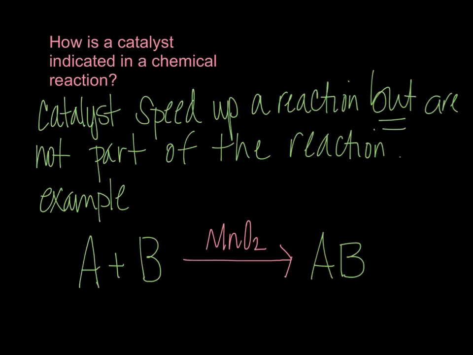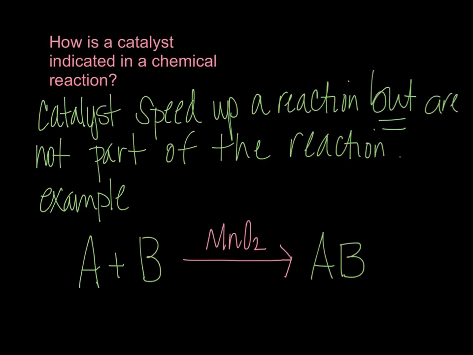All right, question 7 asks how is a catalyst indicated in a chemical reaction? First of all, let's talk about what a catalyst is. A catalyst is something that speeds up a reaction, but it is not a part of the reaction. In biology, an example of that is enzymes. We have enzymes in our body that help the reactions along. In chemistry, we call them catalysts.